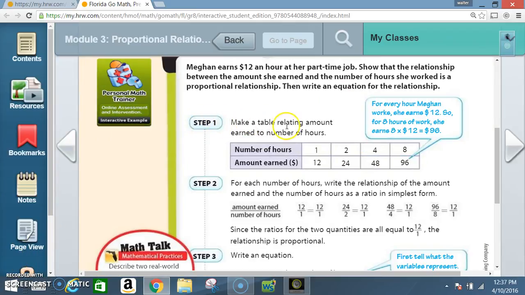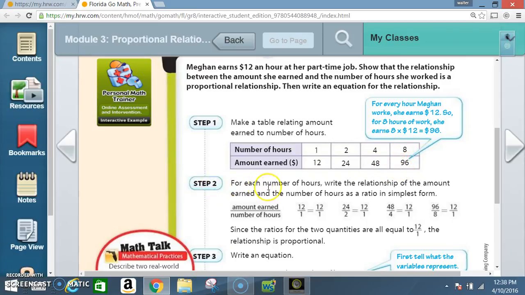Step 1. Make a table relating amount earned to number of hours. For every hour Megan works, she earns $12. So, for 8 hours of work, she earns 8 times 12, which is equal to $96. So, number of hours, 1, 2, 4, and 8. Amount earned for 1 hour is 12. 1 times 12 is 12. For 2 hours is 2 times 12, 24, and so forth. 4 is 48. 8 is 96.